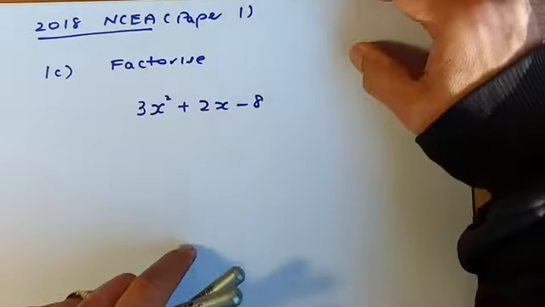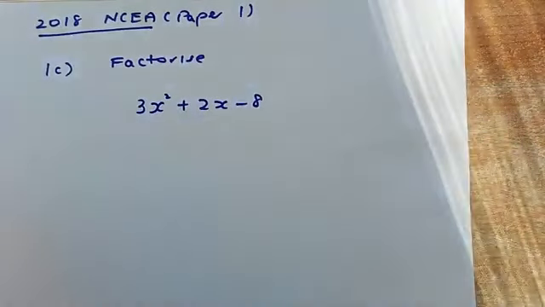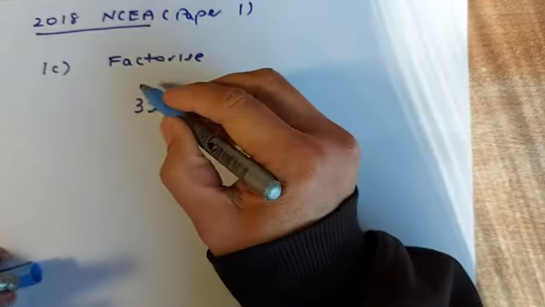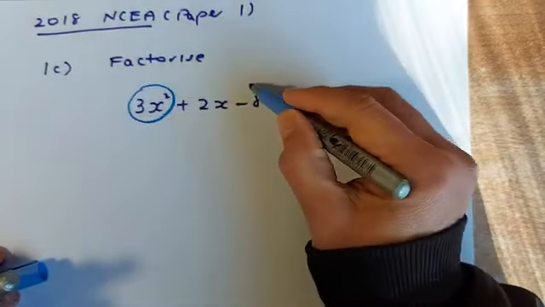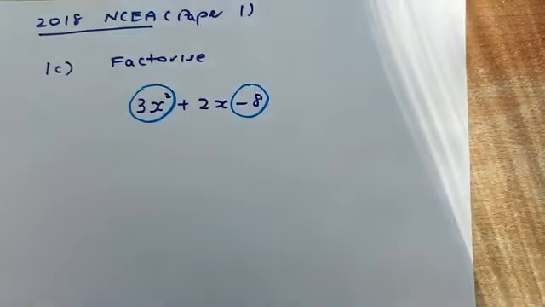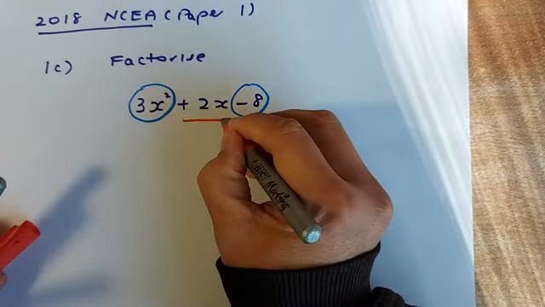Okay, good. Now we are going to do a slightly more difficult one. This is the 2018 NCEA exam. Now we have 3x squared plus 2x minus 8. This is slightly different because now we have a 3 in front of x squared, so we have more possibilities. So step 1 again, we are going to put it into blocks. And your objective is to find the middle number as 2x.